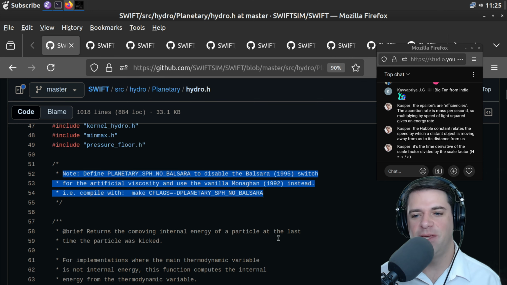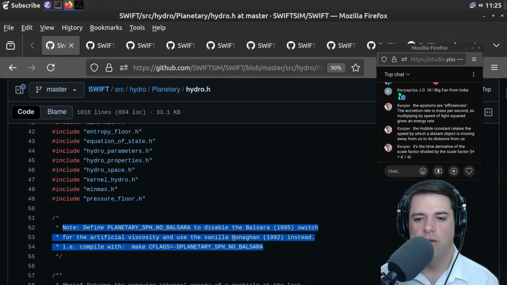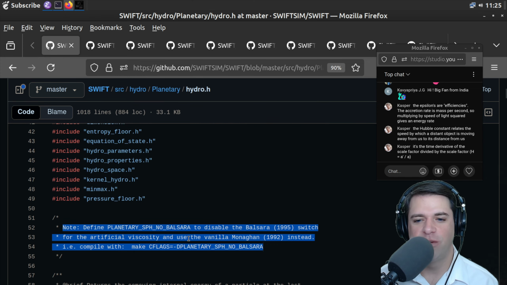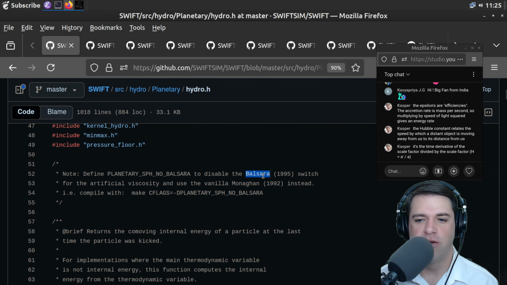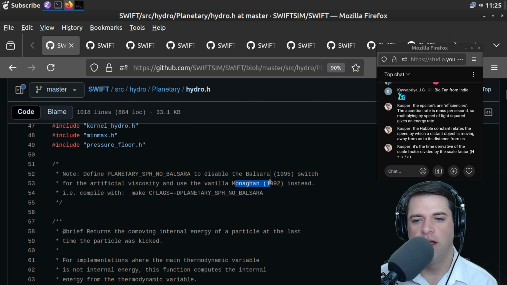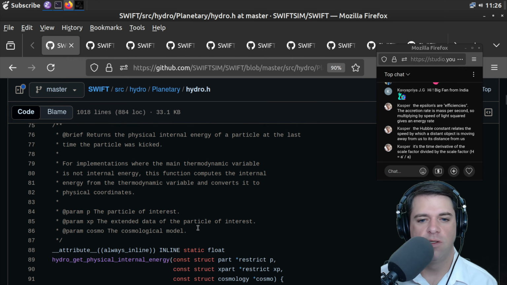This is the funny thing to me about different fields. Every field has its own terminology. And it all sounds like gibberish if you don't know what they're talking about. There's some Balsara switch, which probably makes a lot of sense if you know this field. But if you don't, it's just kind of like saying random words.